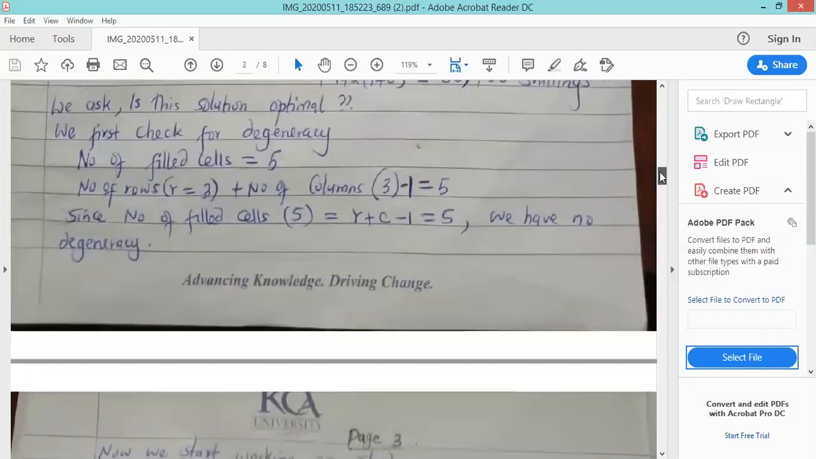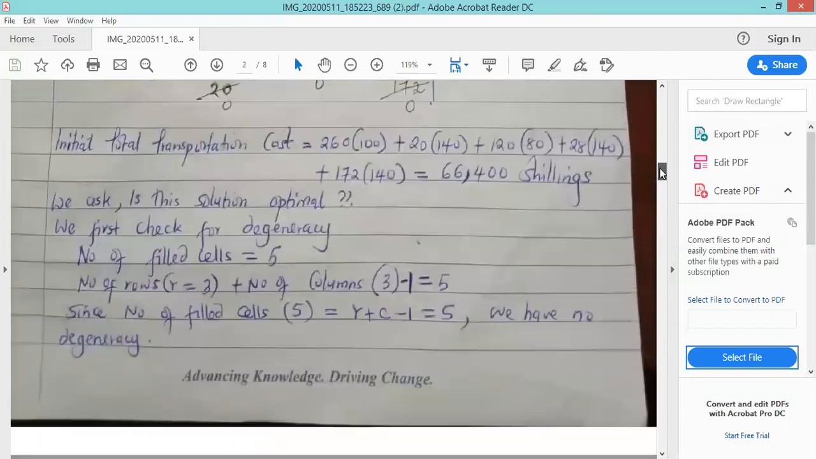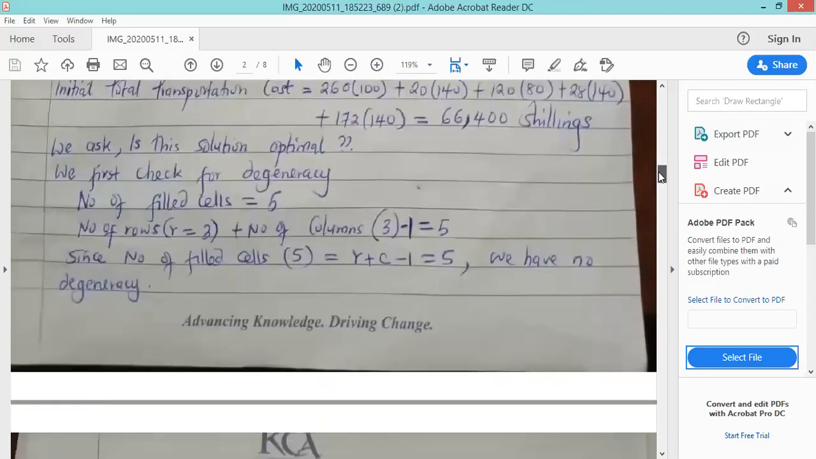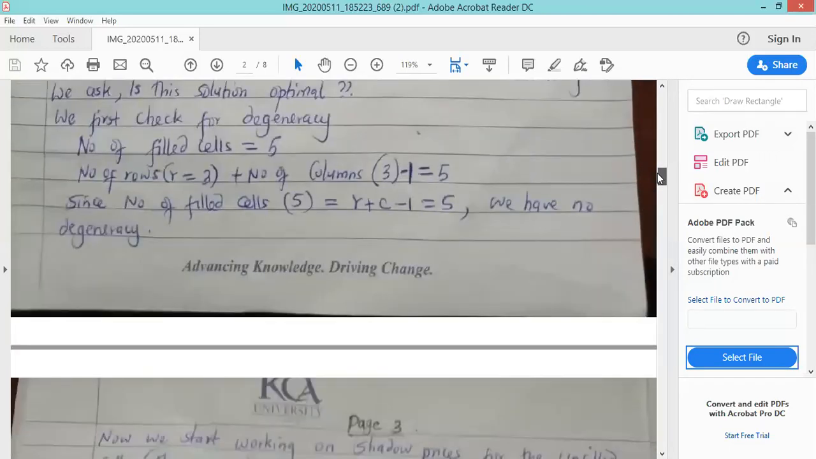And this means there's no degeneracy. A degeneracy occurs when the number of filled cells is less than the number of rows plus the number of columns minus 1. If that is the case after you have done the assignment of the units into the cells, then we say the problem degenerates. It's impossible to finally have a solution following the normal process. There should be a special case for that.